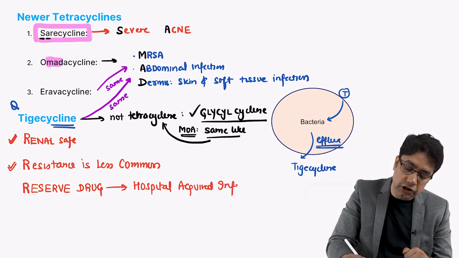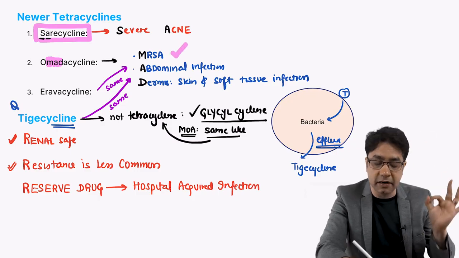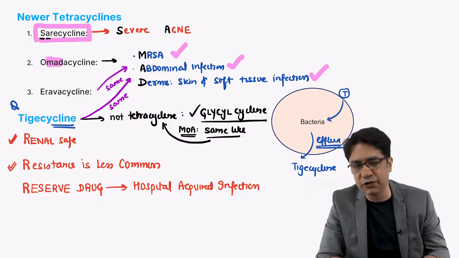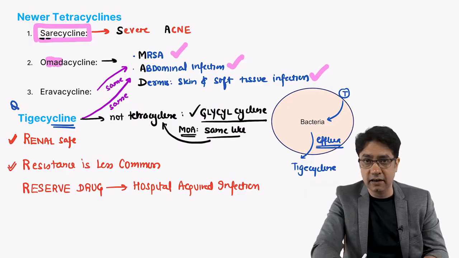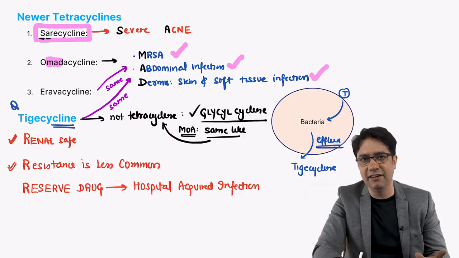So, which hospital-acquired infections will we give it for? Tigecycline, you will say, sir, MRSA, abdominal infection, skin and soft tissue infection. So this is a new drug. Now let's talk about treatment of certain important infections.